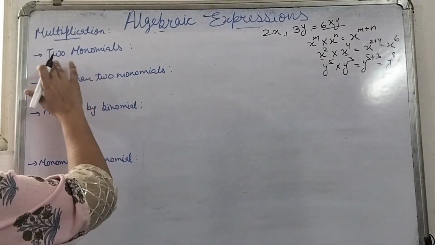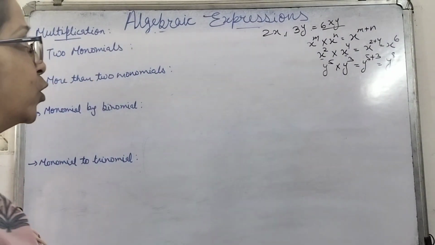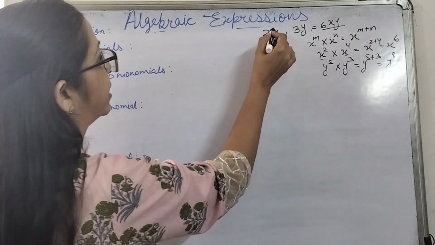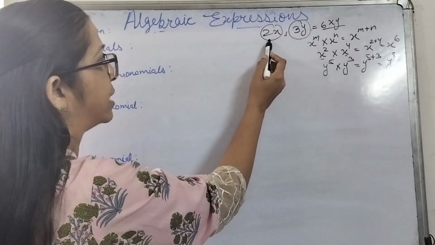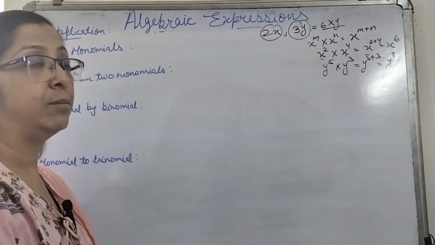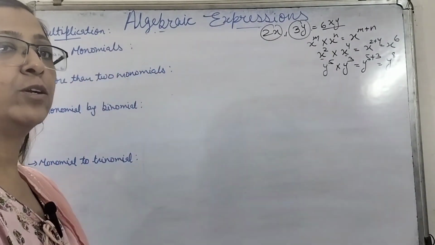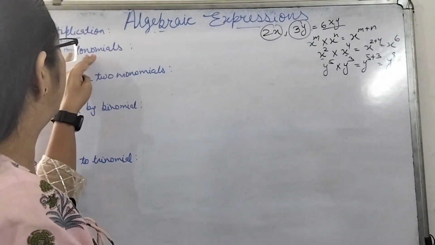Now let's see how to multiply two monomials. Suppose these are two monomials only. This has one term, and this also has one term. The algebraic expressions which have only one term are known as monomials.